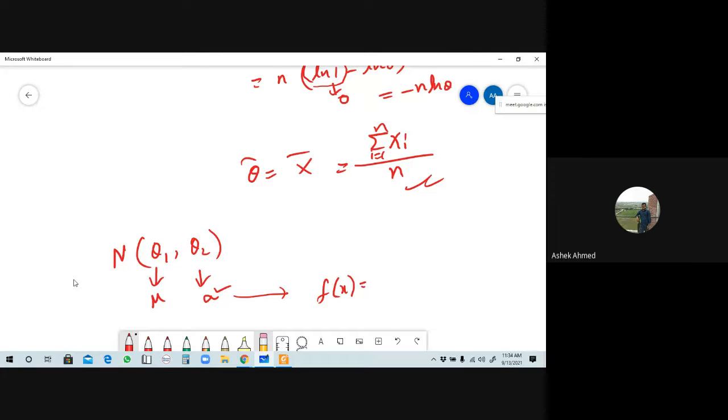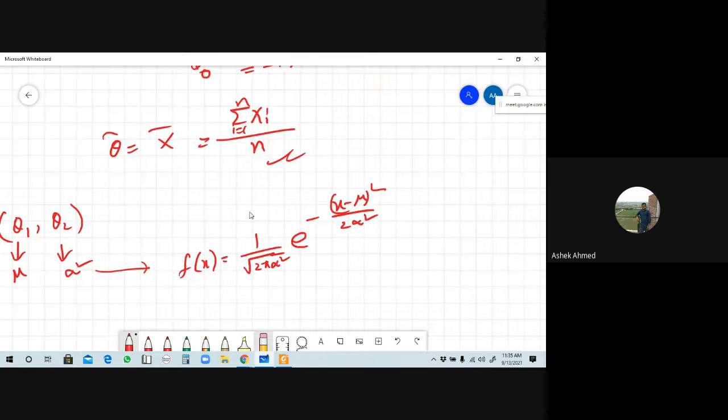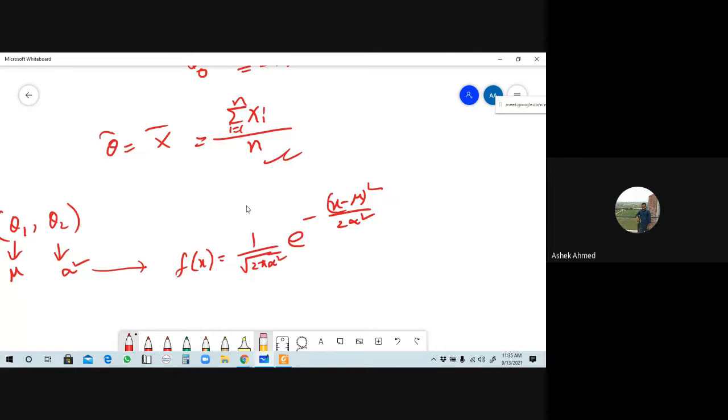Can you say? 1 by root over 2 pi sigma square, into e to the power minus (x minus mu) whole square by 2 sigma square. In that case, x is any real number from minus infinity to plus infinity, and mu is also between minus infinity and plus infinity, but the value of sigma is greater than 0 here.